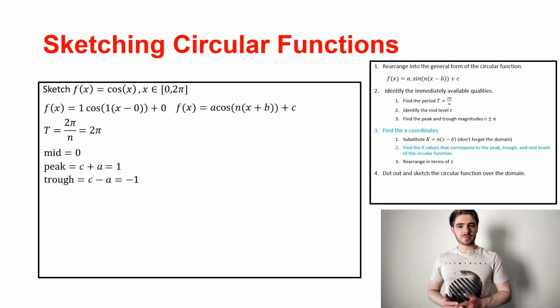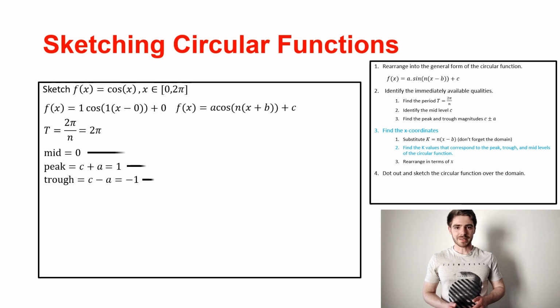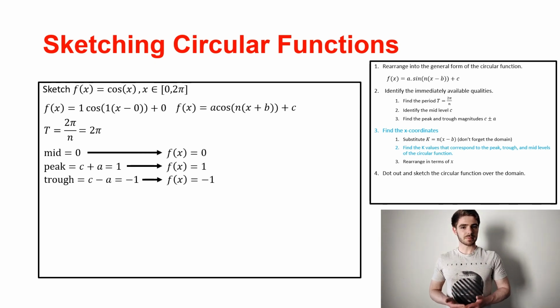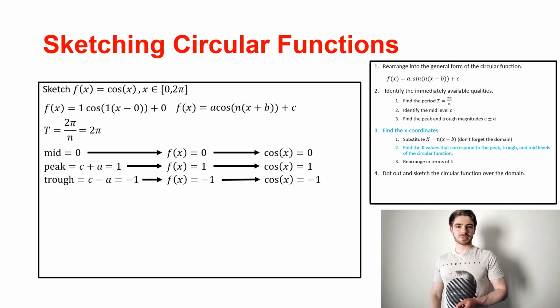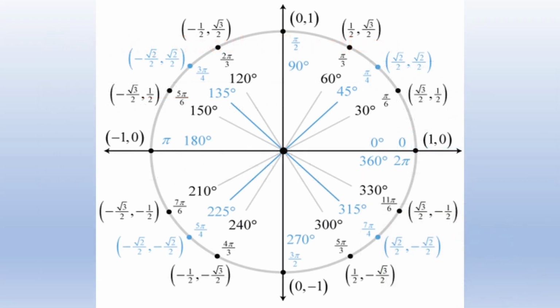After subbing in all of our known values and rearranging, here's what we get. If we want to find the mid-level, we need to solve cos x equals 0. If you want to find the peak, you need to solve cos x equals 1. And if you want to find the trough, you need to solve cos x equals negative 1. And you need to solve all of those equations over the domain 0 to 2 pi. Looking at the unit circle, we can find the following.